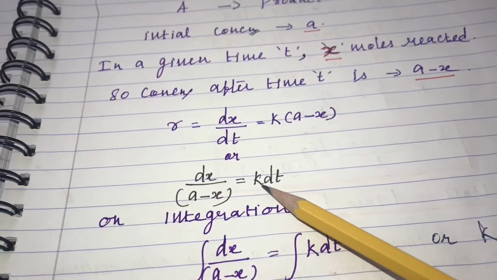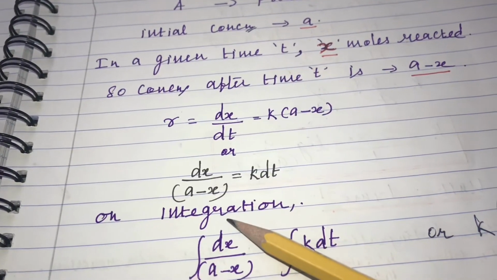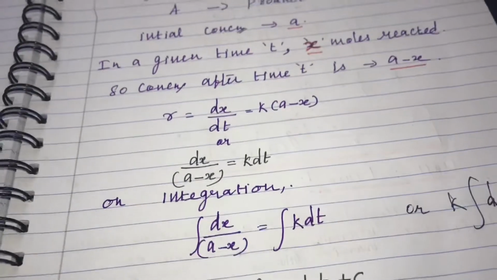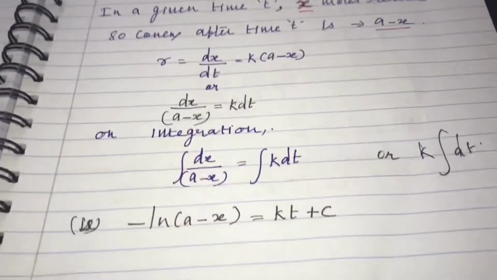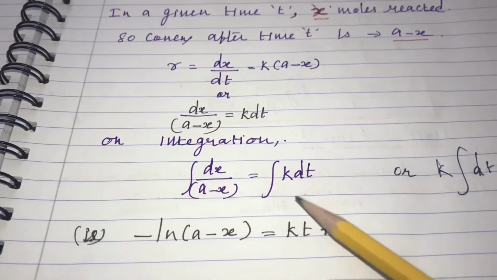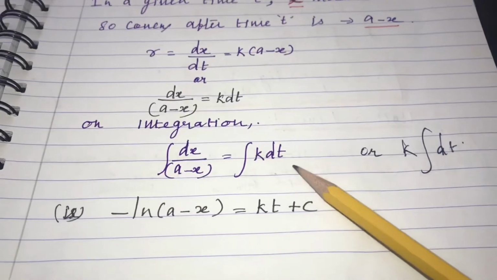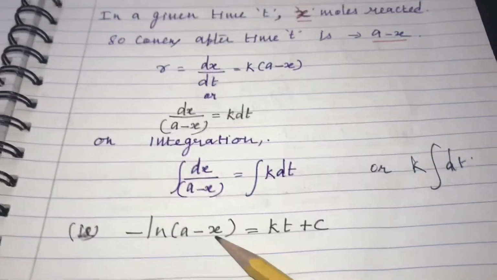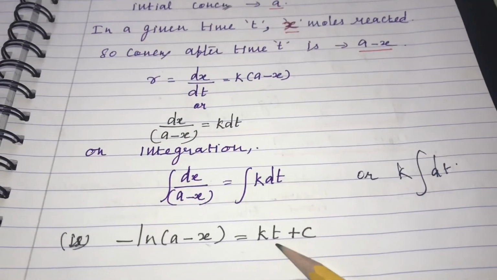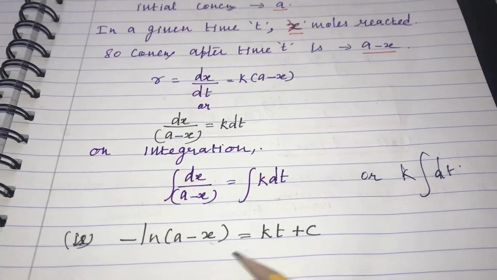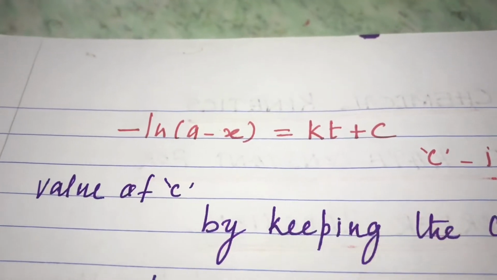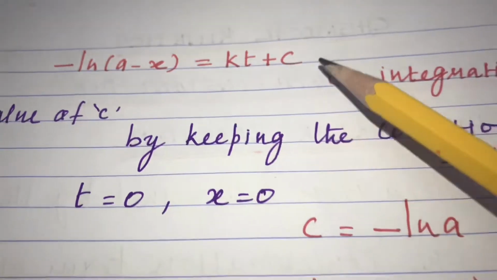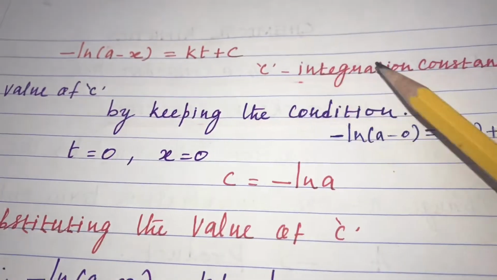To find the value of K, we integrate this equation between the limits from 0 to the limiting value. On integration of dx by (a minus x) equals K dt, the integrated form of this equation is minus ln (a minus x) is equal to Kt plus C. In this integrated equation, C is the integration constant.